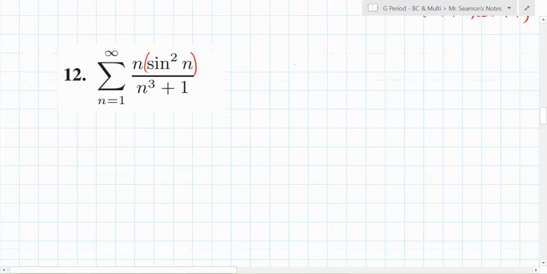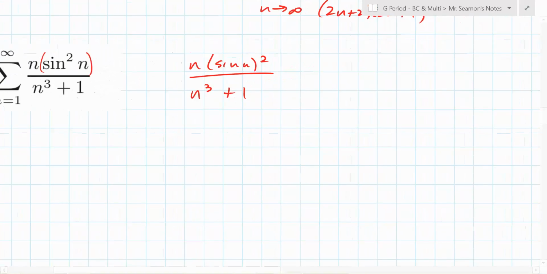So here's my question. N times sine n squared over n cubed plus 1. How does that compare to this? It has to be less than or equal to. Do you agree? Because if you get rid of it, you can't make it bigger with that thing. So if you get rid of it, it's only making it smaller. Does that make sense? You're getting rid of a thing that can only make it smaller. Okay.